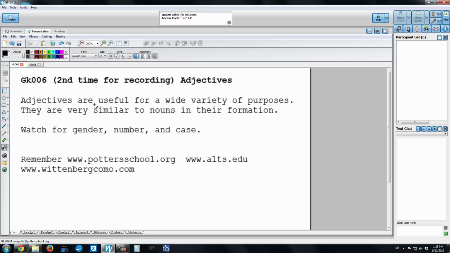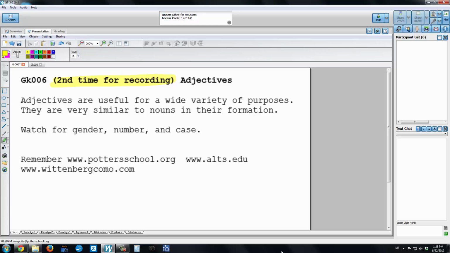This is, I've gone through a little renumbering episode here, so we'll call this Greek 6, although the last one was also Greek 6. So for recording purposes, we'll call this the second time around. And this time of Greek session 6, we're meeting adjectives.